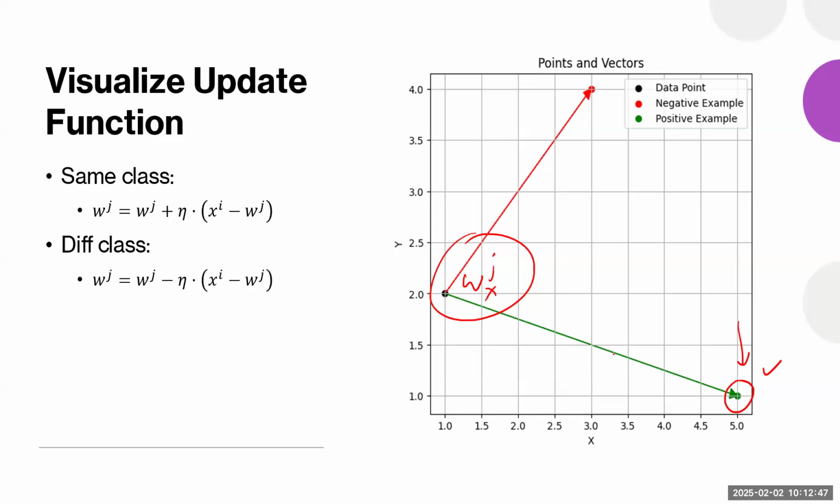To move away, basically you use the same vector that is moving toward, but instead of adding, you subtract. So you go in the opposite direction. So that is the update function. We go through this for every data point we have, doing the update function for the closest prototype.